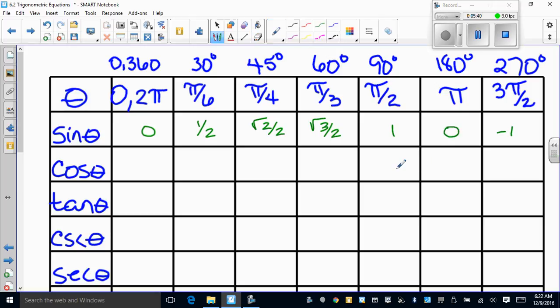Cosine here is 0, 1/2, radical 2 over 2, radical 3 over 2, and 1. And pi is negative 1. Yes, these are going to flip-flop also. Tangent is just sine over cosine, so 0, radical 3 over 3, 1, radical 3, undefined, 0, undefined.